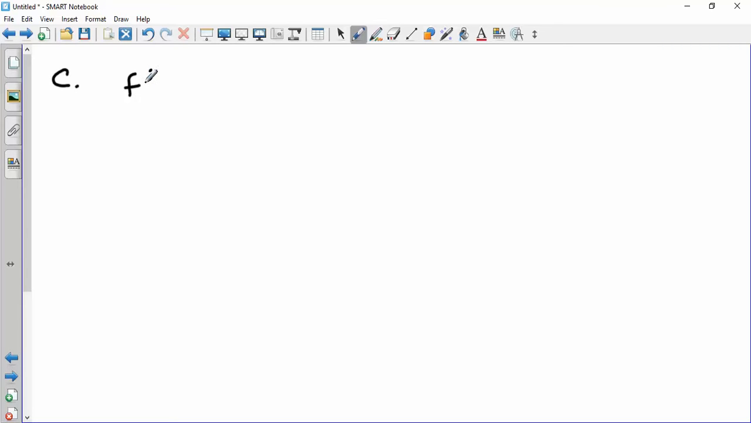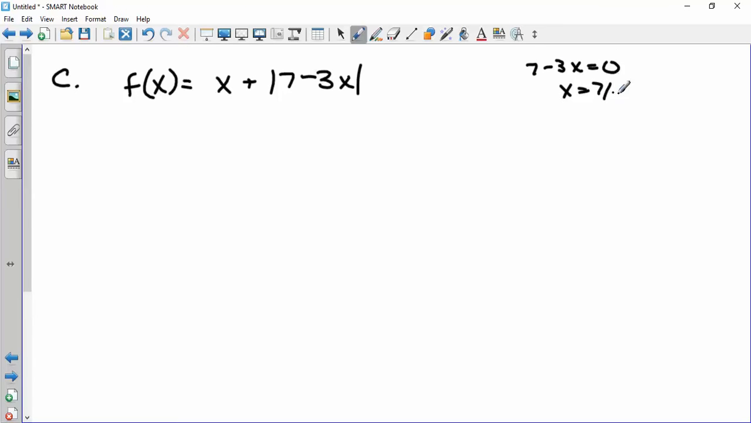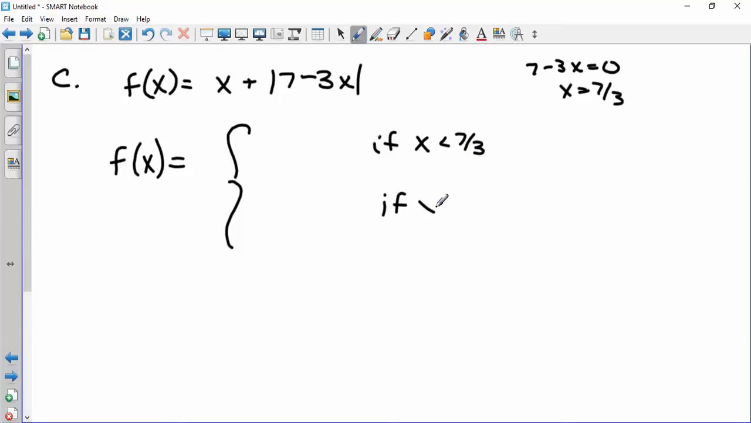And this one gave us an absolute value. And any time in this class, all year long, if we've had an absolute value, we had to rewrite it to not have that absolute value. So to figure out how to break it up, you just need to know what makes that equal 0. So that is at 7/3. So we are going to have a piecewise function, one thing if x is less than my 7/3, and one thing if my x is greater than my 7/3.